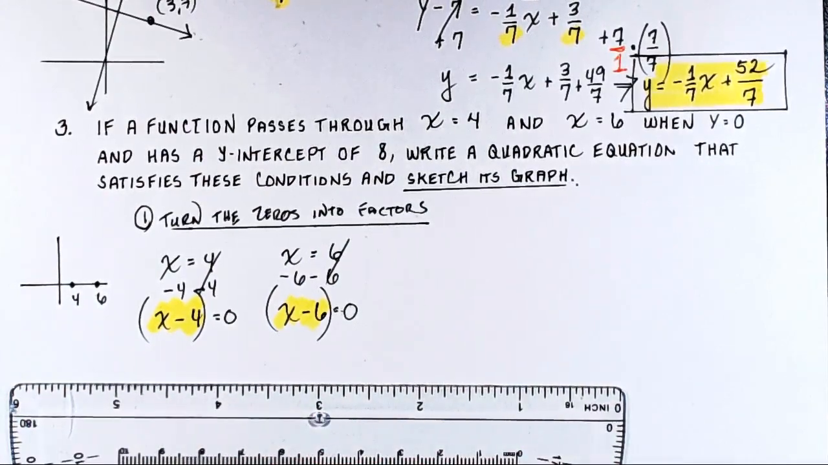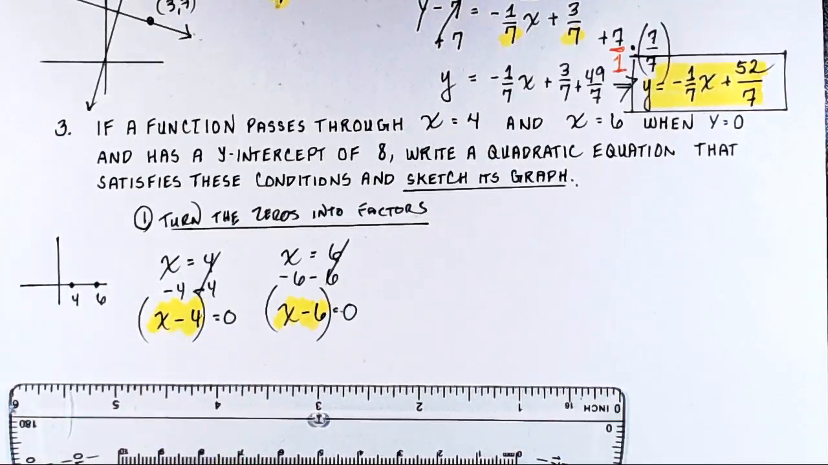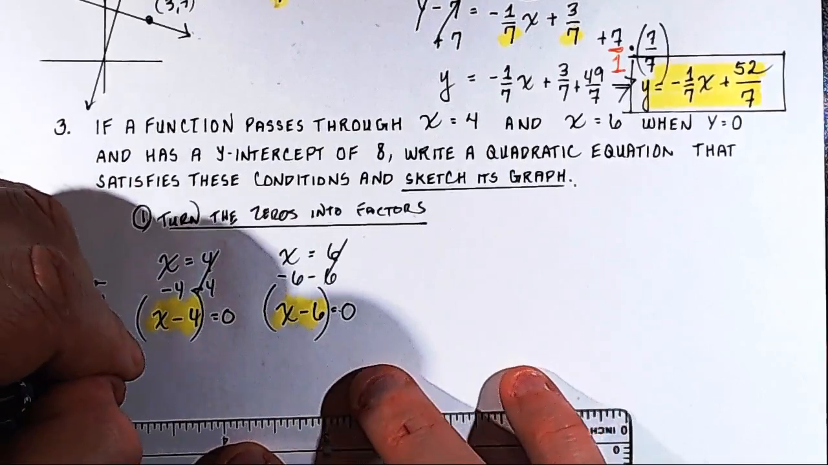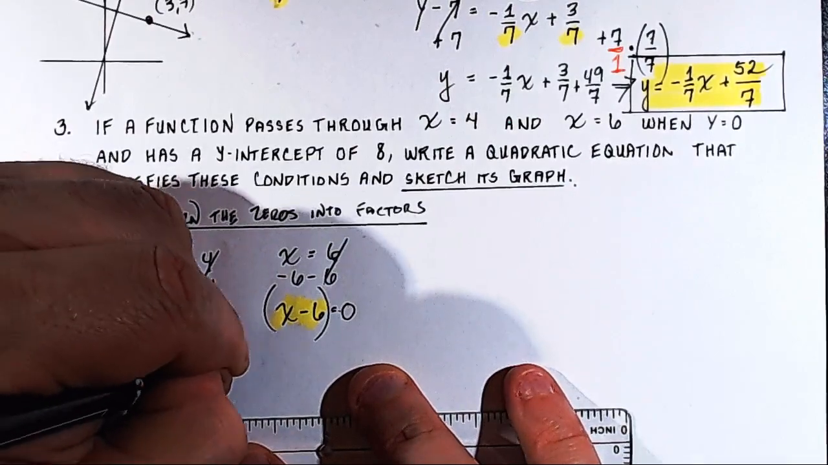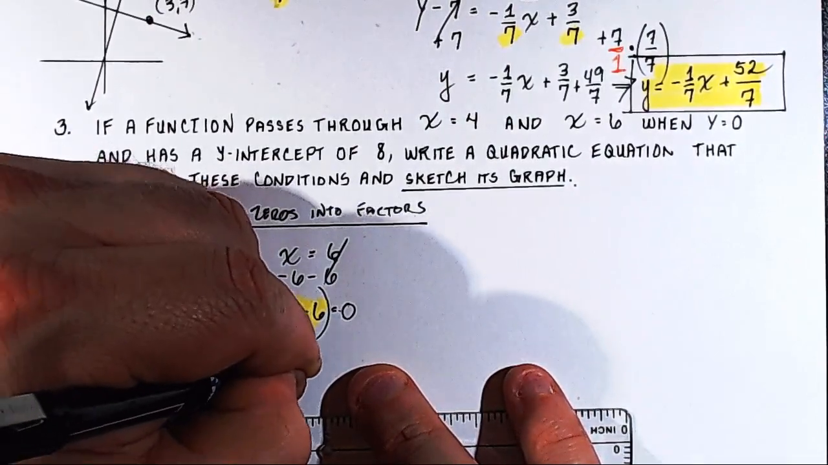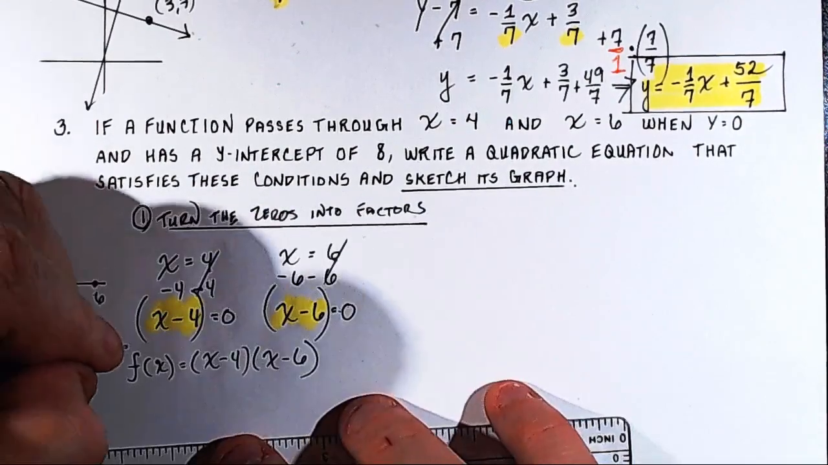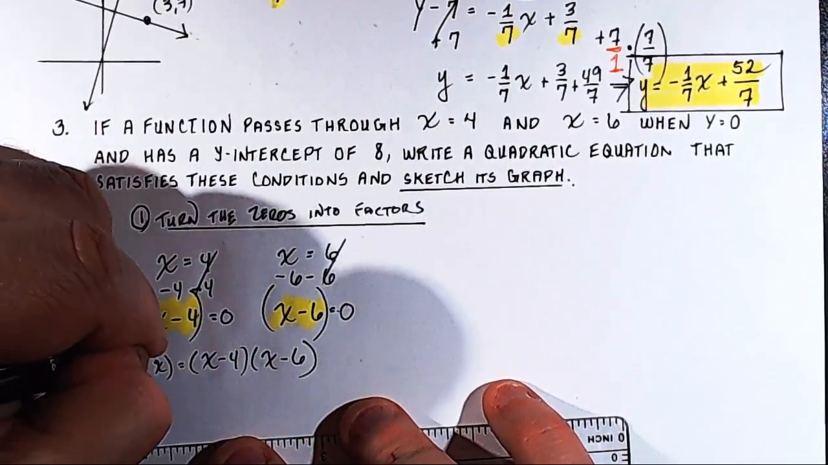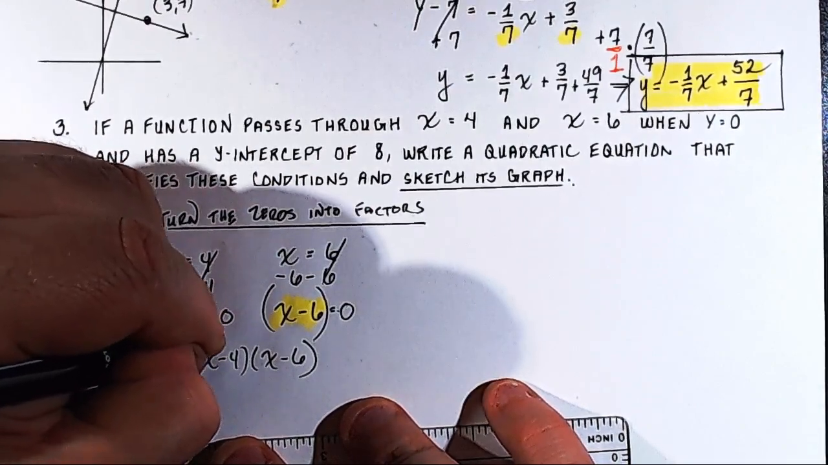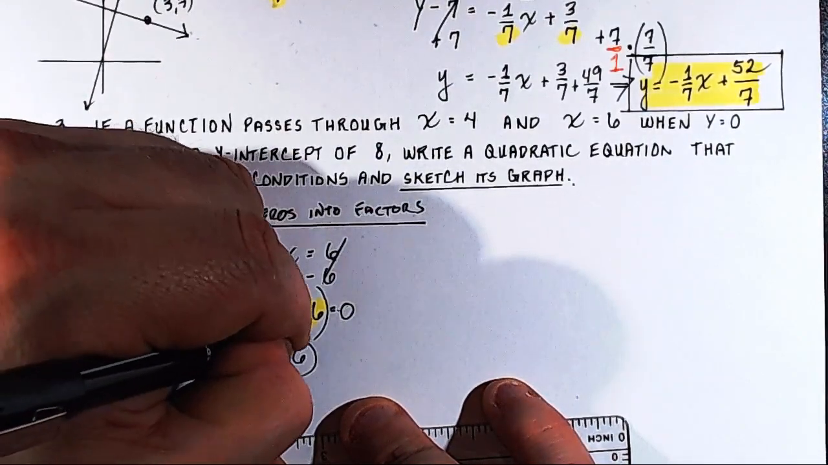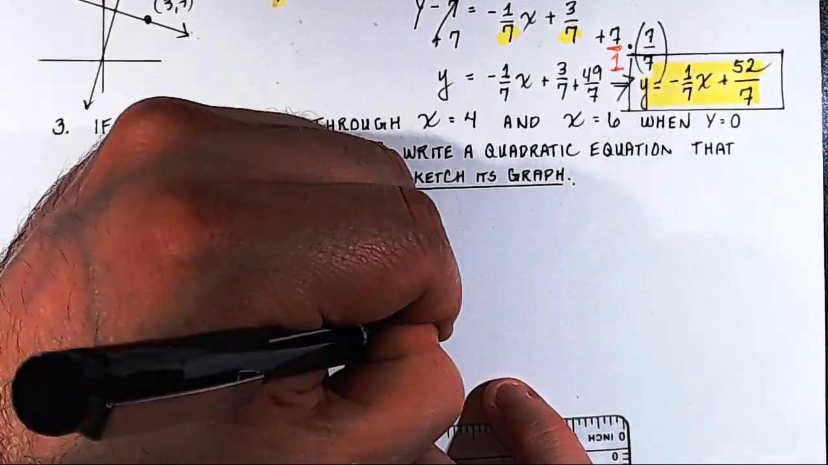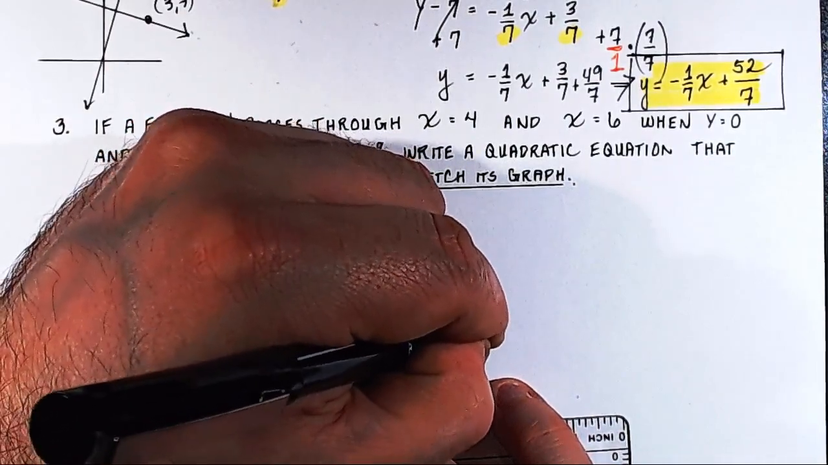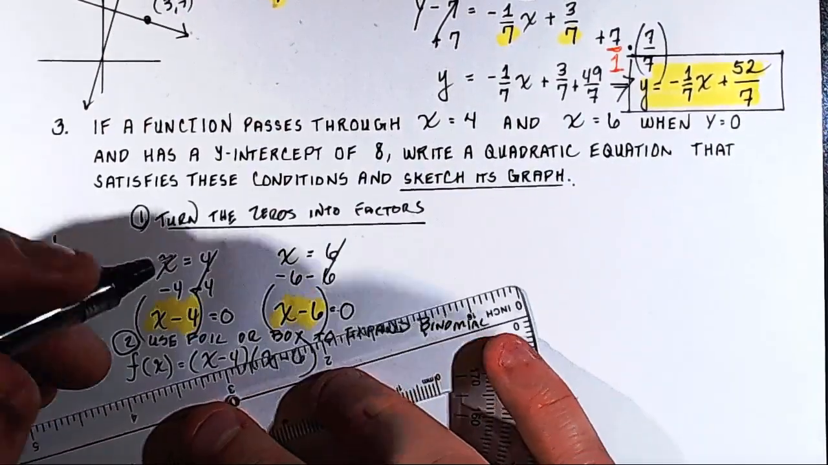So now how would I come up with a quadratic equation using this information? Well, here's what I've got. I've got f of x equals x minus 4 times x minus 6. So I need to use FOIL. So now step number 2, here we're going to use FOIL or box to expand the binomial. Okay, so I'll use FOIL.